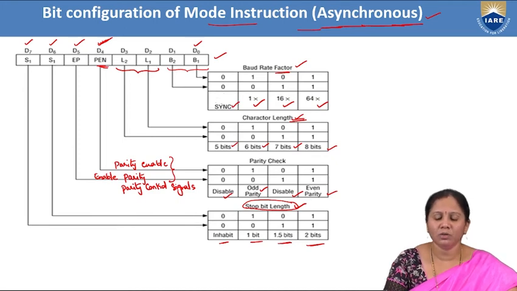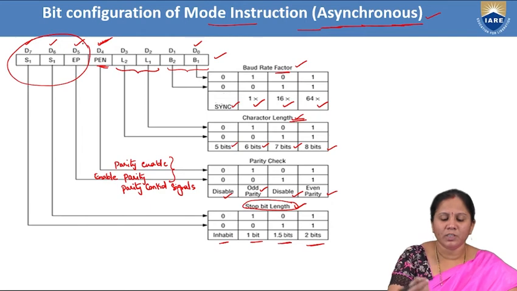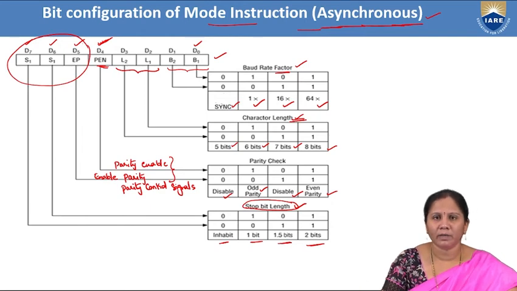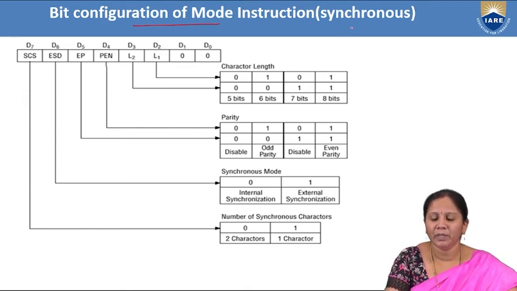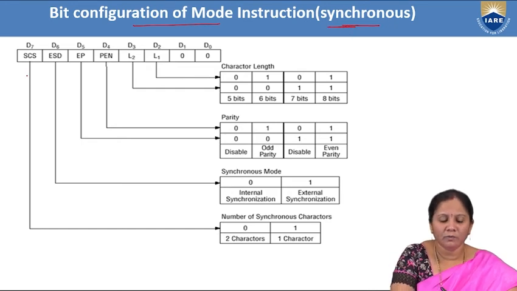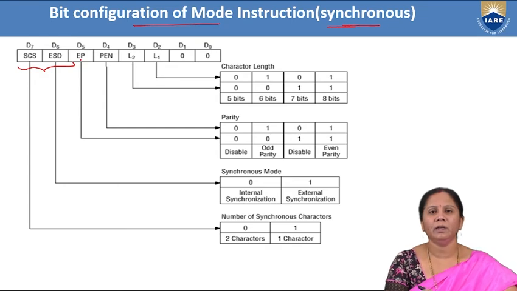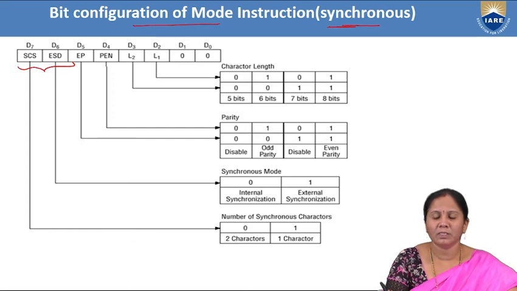For synchronous mode also, we will have approximately the same format, but these bits will be changing in the synchronous format. So if you observe here, this is the bit configuration of mode instruction in synchronous mode. Since this is synchronous mode, we will not find any information or bits related to stop bit. Why? Because in the synchronous mode, we will not include any stop bits, whereas the remaining bits will be the same. So this is also an 8-bit format.